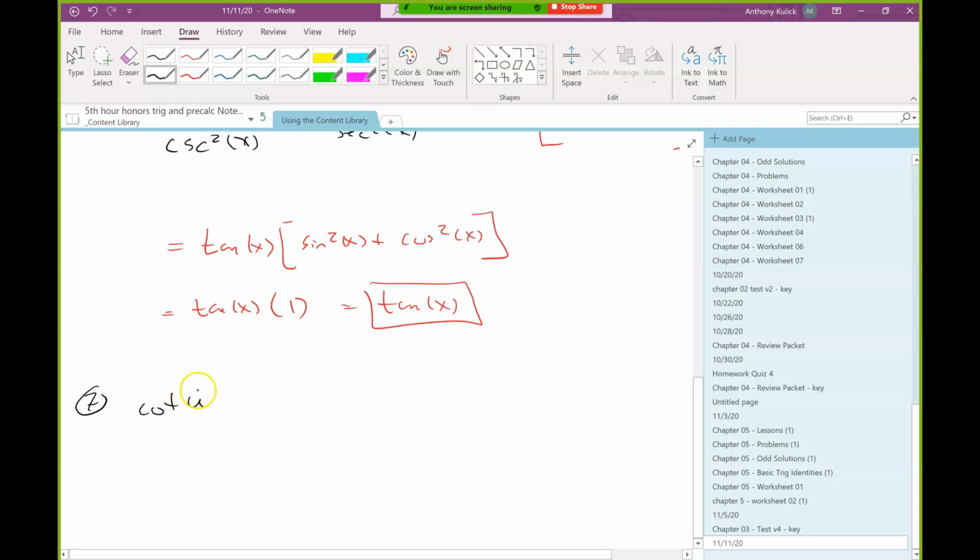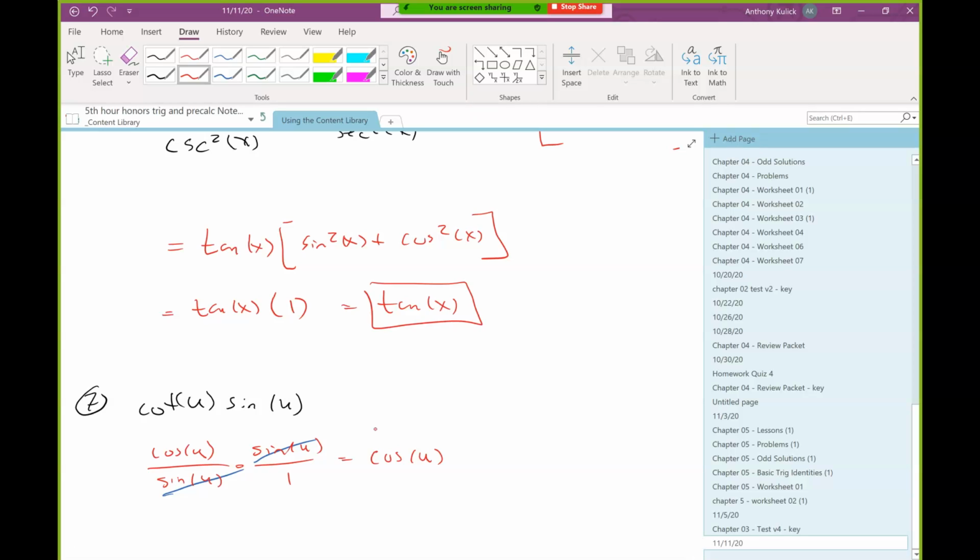So we have cotangent. Well, there's no algebra thing that sticks out here because there's not any like terms or whatever else going on. So I would probably start just by rewriting cotangent using one of the quotient identities. So cotangent is the same thing as cosine u over sine u. And since I'm multiplying these two as fractions, I'm going to rewrite sine u as sine u over 1. So I'm left with cosine u over 1, or just cosine. And that's it. Is that okay?